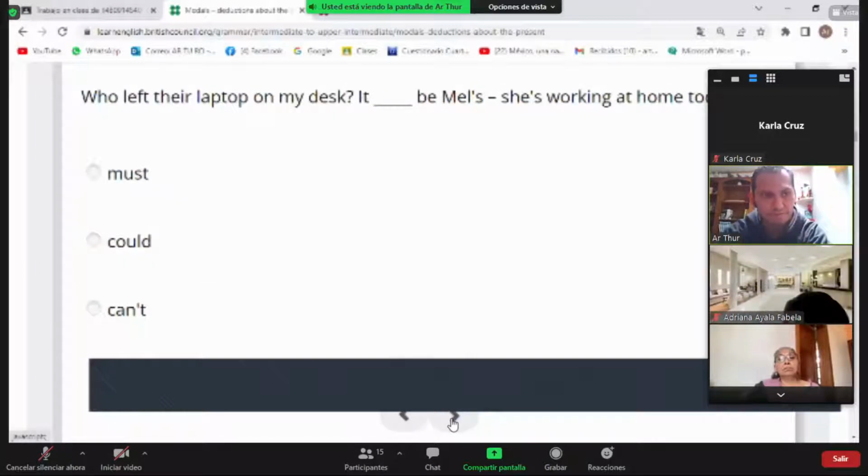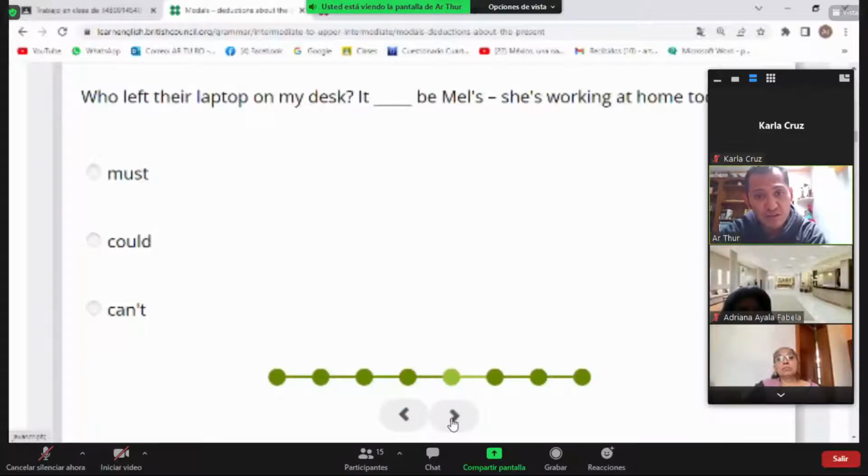Who left their laptop on my desk? It must be Miles. Who left their laptop on my desk? It could be Miles. Who left their laptop on my desk? It can't be Miles.